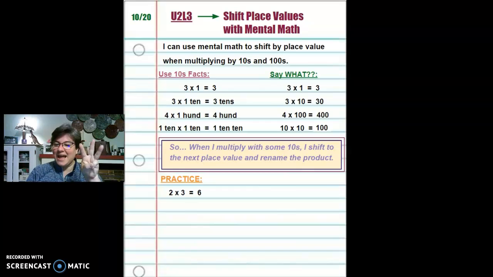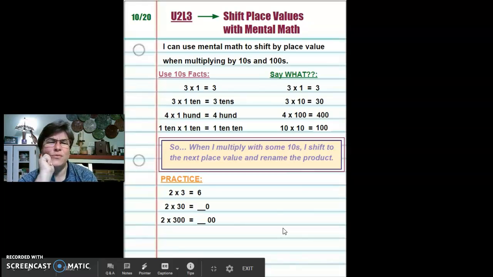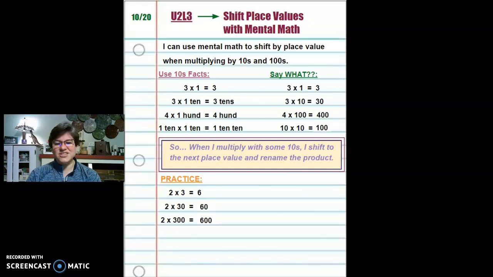2 groups of 3. I have a 3 and a 3, and when I put them together and I multiply, those 2 groups become 6. So then, what if I have 2 groups of 3 tens? Do you see the pattern from above happening below? And what if I have 2 groups of 300? What happens? Write that down. Did you get that it turns into 6 tens and 6 hundreds? I see the pattern happening from above.